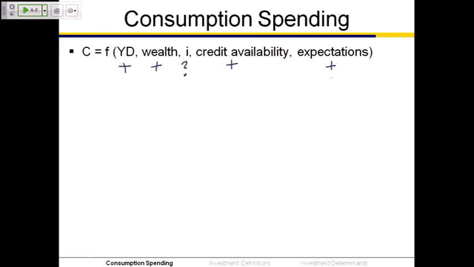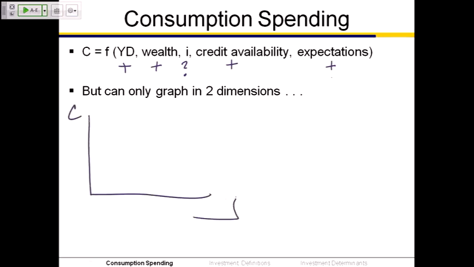And so if we could draw a graph that had consumption spending on one axis and disposable income on another axis and wealth on another axis and credit availability on another axis and expectations on another axis, we could draw a surface in time. Let me see, we'd be in 6 dimensions there. I'm not quite sure how we would draw that. We can't really draw in more than 2 dimensions. So we can't draw a graph that shows that entire relationship between consumption and those other 5 variables, but we can draw graphs that show the relationship between consumption spending and one other variable.